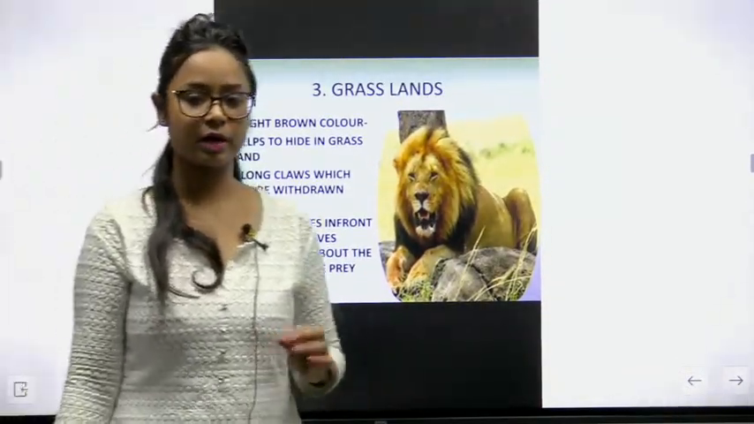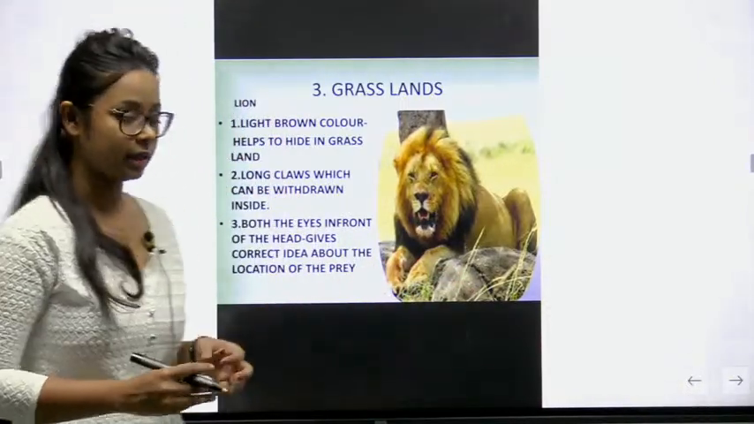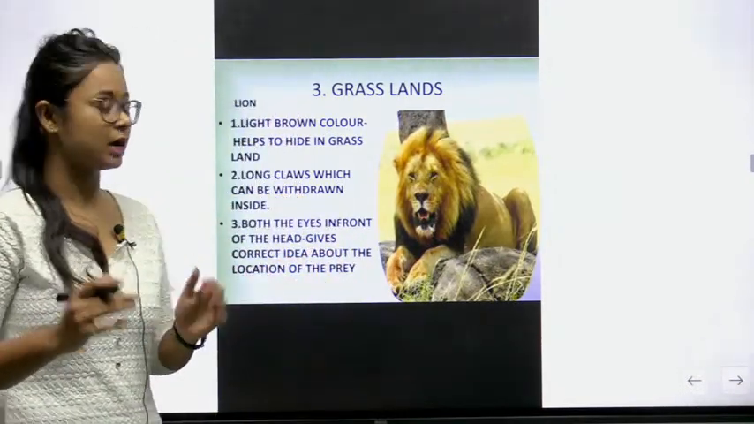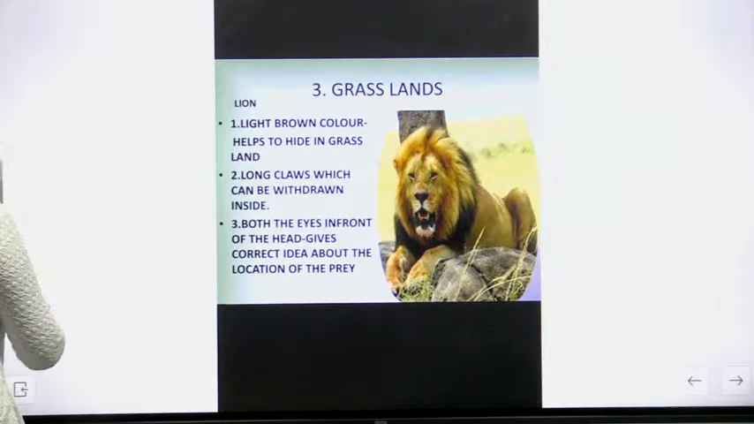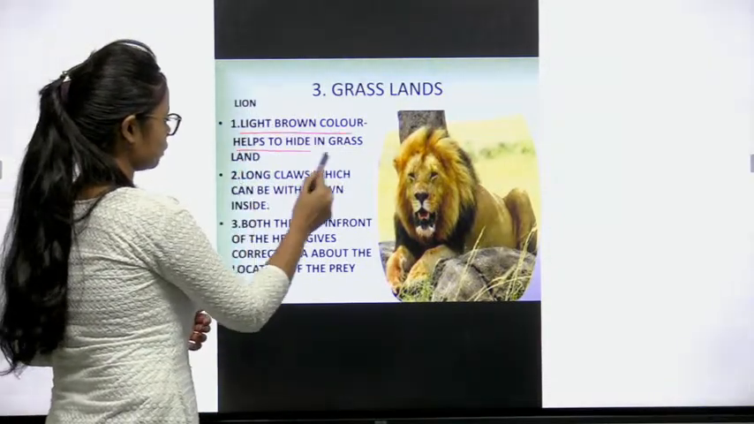Now grassland. Third is grasslands. Lions live in grasslands. When I talk about grassland, what will first come to your mind? That is the lion. They have a brown color. Why? So that they can hide themselves from their predators in the grasslands. Second, the light brown color helps to hide them in a grassland.